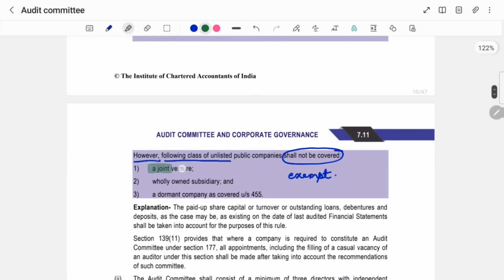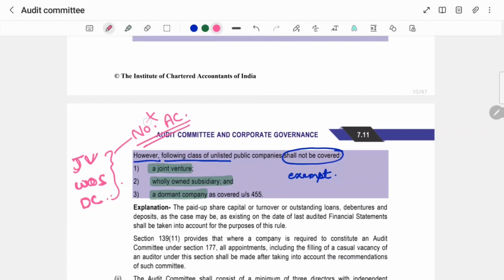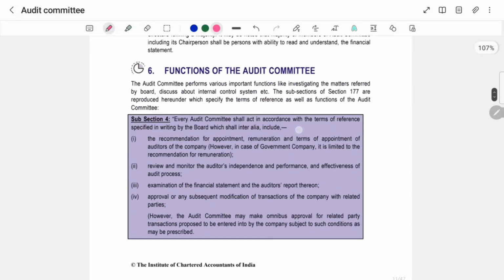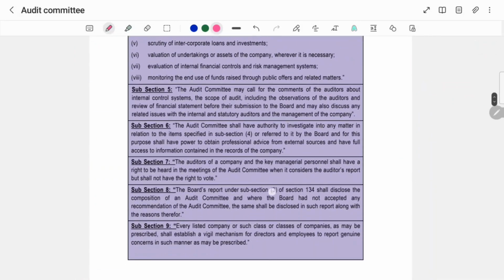So who are these? Joint venture, wholly owned subsidiary and dormant company. These three are not required to constitute an audit committee. No audit committee. Now, functions you can just go through once.